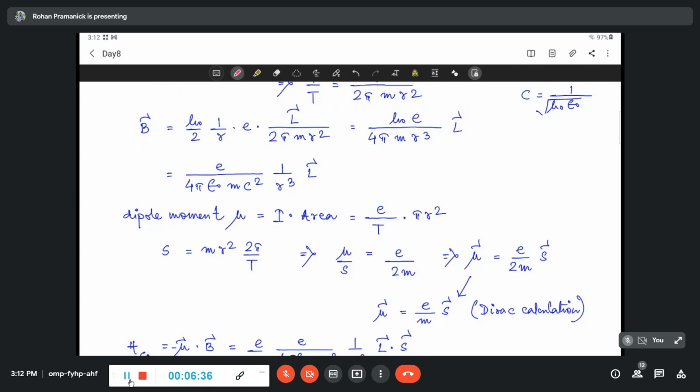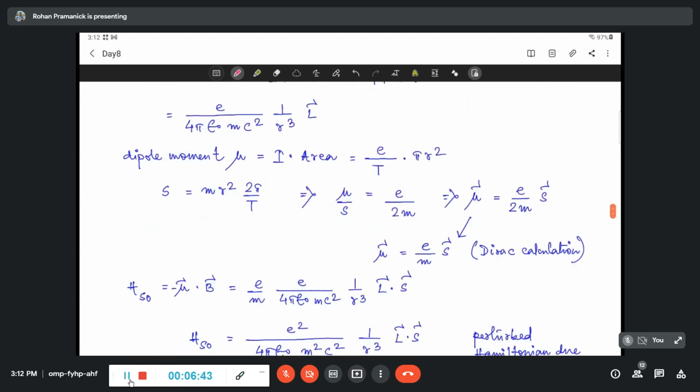So in the calculation of S, there is m r squared times 2 pi by T. Yes. So that mass is also the mass of the electron. Of course, everywhere there is the mass of the electron only, no? Okay, sir. So then this is just similar to the angular momentum, m omega r squared.